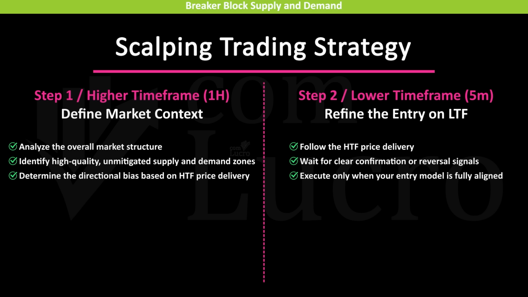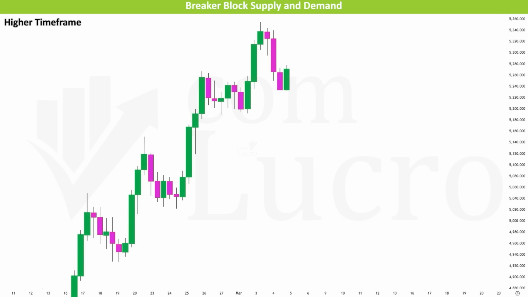This is the stage where your entry model needs to appear before you open a position. Now, let's go step by step on the chart and see exactly how to apply it in a bullish scenario. To begin, confirm that price is in an uptrend and that buyers are in control of the market. To do that, you need to identify at least 2 consecutive bullish breaks of structure.